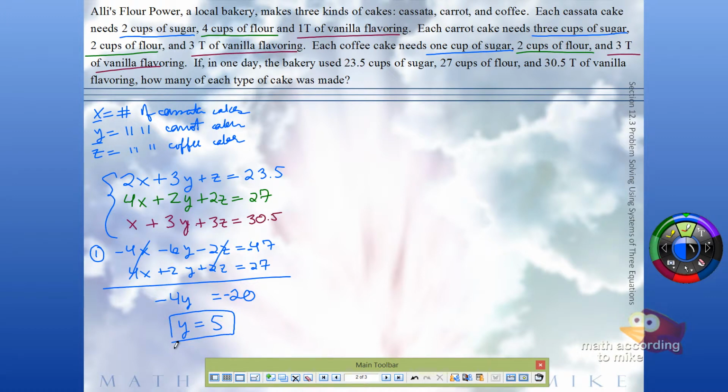Which is awesome. That means one of the variables is already solved for. However, we can't skip to step 5 and back substitute, because if we tried to put 5 in for the y, we still have an x and a z to contend with. So we have to go to step 2, which says eliminate x again. So I'm going to pick the last 2 equations this time. I'm going to keep the second equation the same.